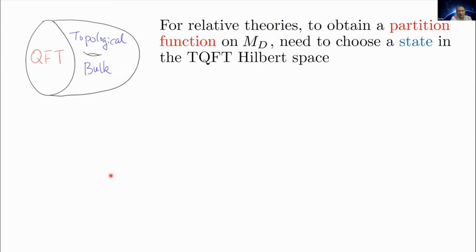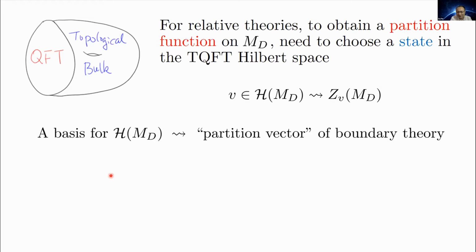For a relative quantum field theory, one cannot just define its partition function. Instead, one has to first specify a state in the TQFT Hilbert space. If one has further a set of bases for the TQFT Hilbert space, then one can define a collection of partition functions and assemble them into a partition vector of the boundary theory.